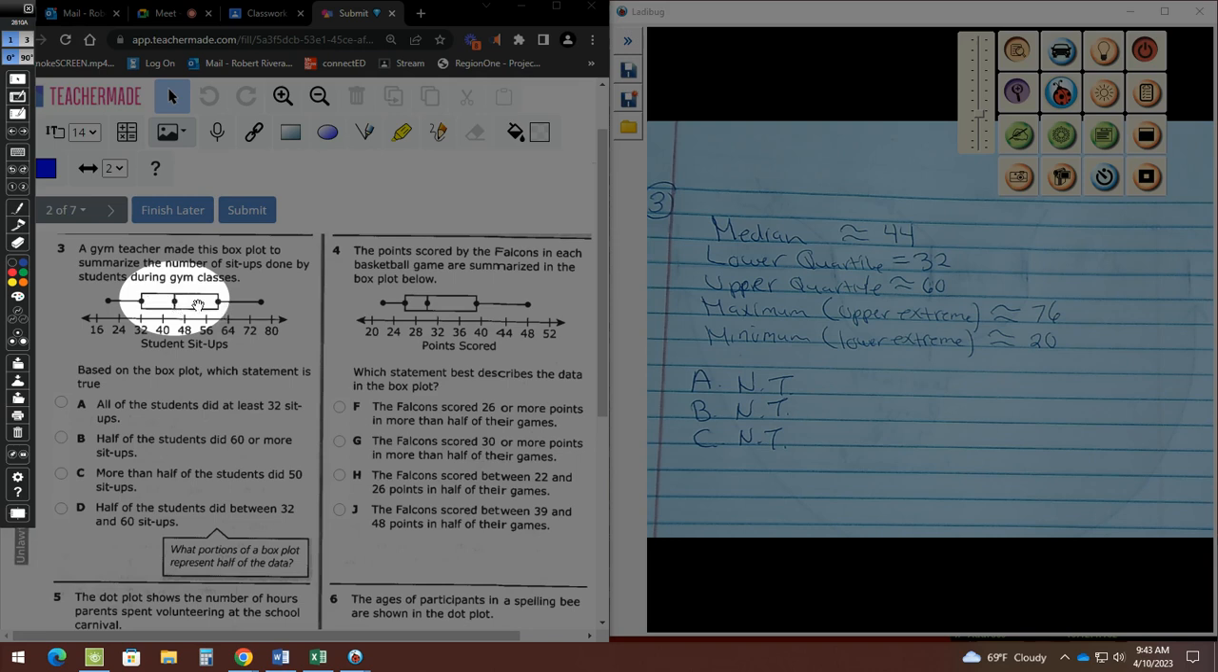So let's think about it. Half of the students. What percent is this? 25. And what percent is this? 25. And what's 25 plus 25? 50. And isn't 50 half? Yes. That's why letter D is true.